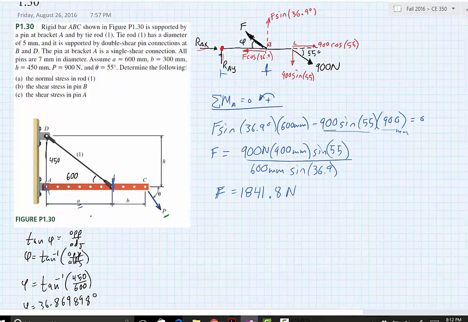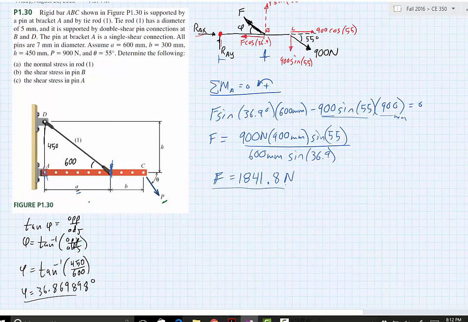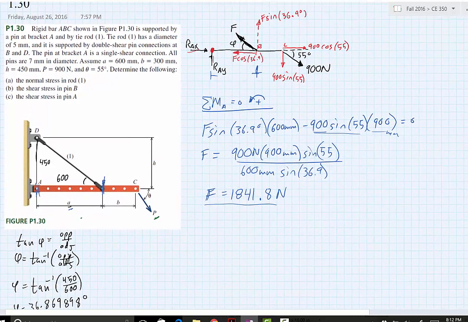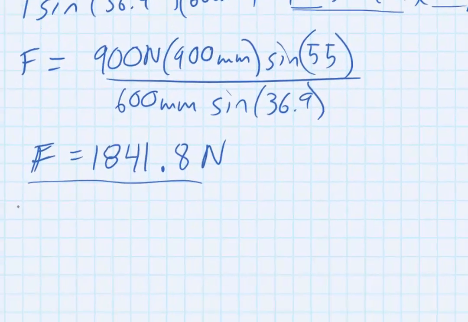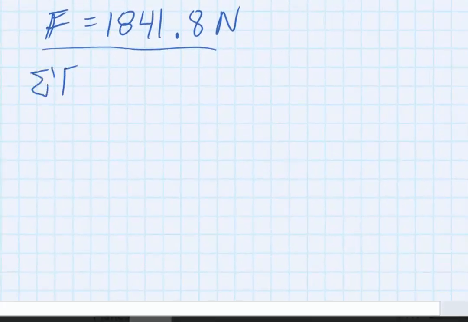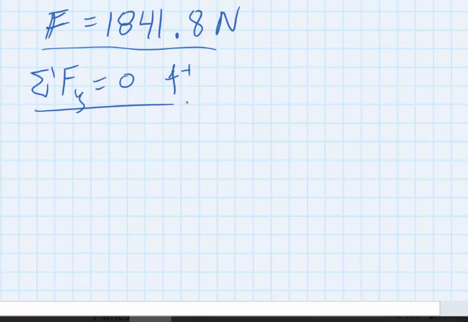So now we can go ahead and solve for the rest of the reaction forces. We solved for F, right? So that's F, and now we can solve for either RAY or RAX. I'm going to sum the forces in the Y first. It doesn't matter at this point, you can do either first. Sum of the forces in the Y equals 0, positive direction being up.